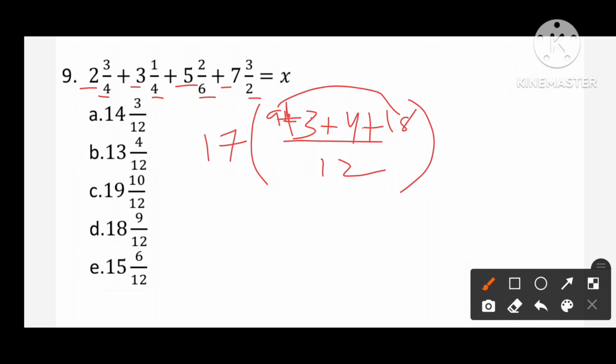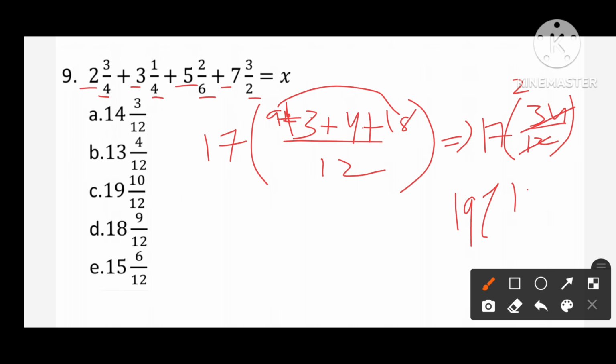27 30 34. So 17 34 divided by 12. So 12 times 2 will be 24 10. So 17 18 19, 19 10 divided by 12 is our answer. Option C is the answer for this question.